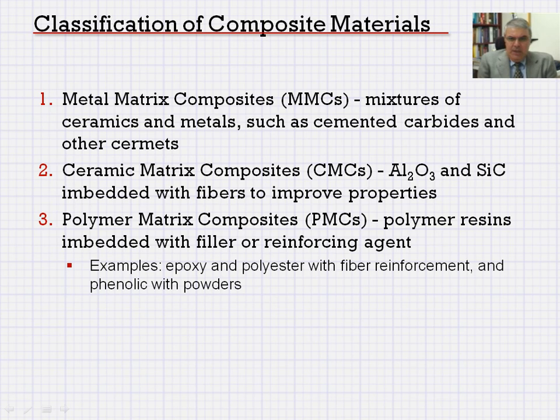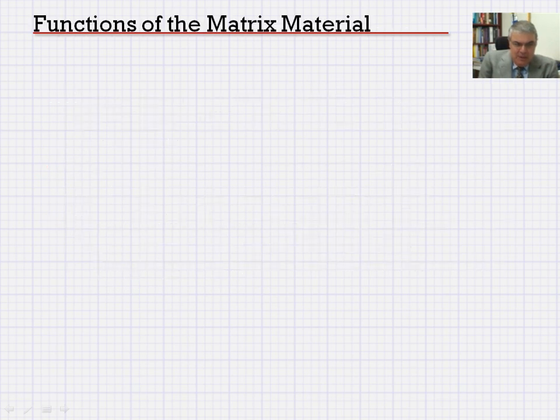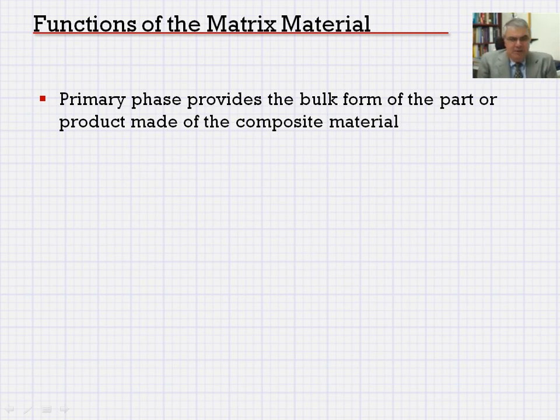Shortly, I'm going to take a look at a piece of composite, and we could have a better understanding of what it is made of and how it is made. Polymer matrix composites, or PMCs, are another type. These are polymer resins, again embedded with fillers or reinforcing agents. Examples are epoxy and polyester with fiber reinforcement, and other types of material that have similar characteristics.